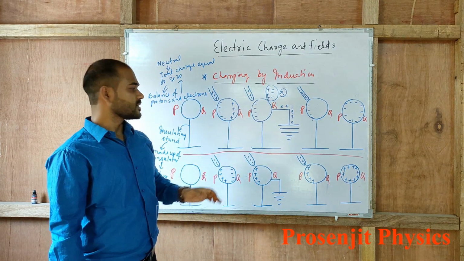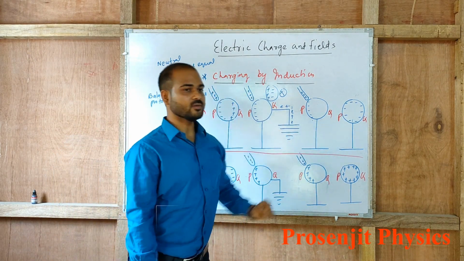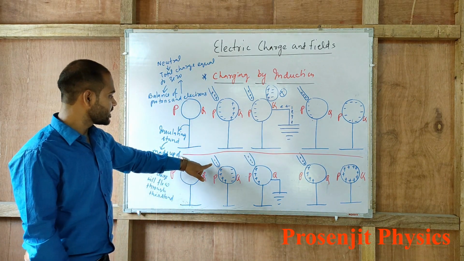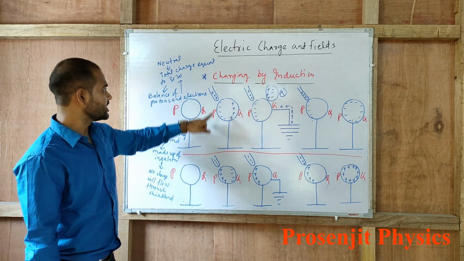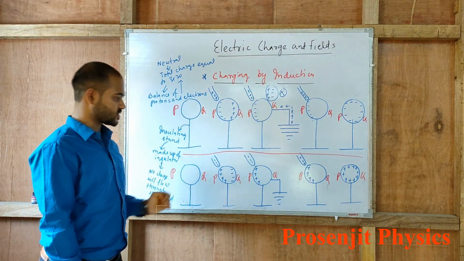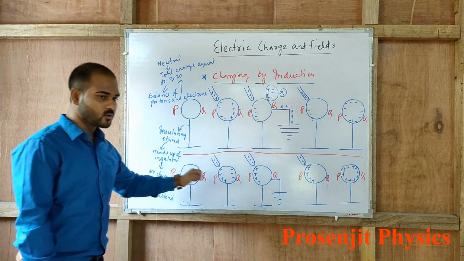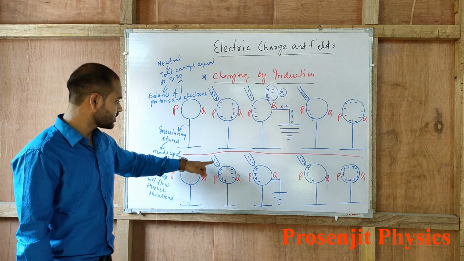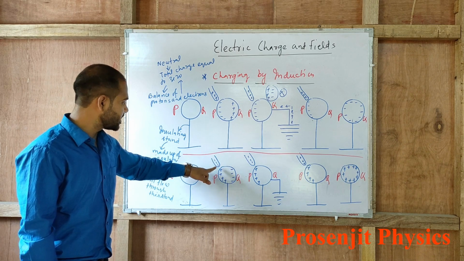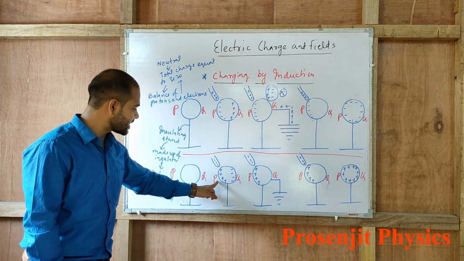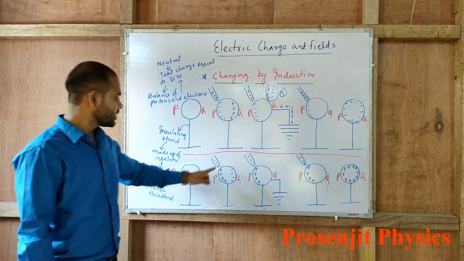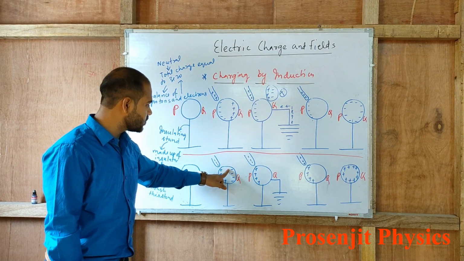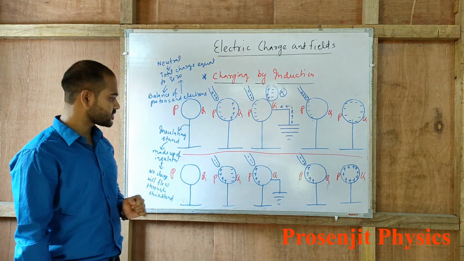Similarly, this conductor PQ can also be positively charged by bringing a negatively charged body instead of a positively charged body. Let's have a look. This is PQ spherical conductor. Now we bring a negatively charged glass rod towards the end P. As a result, P end will have positive charge and the end Q will have negative charge.